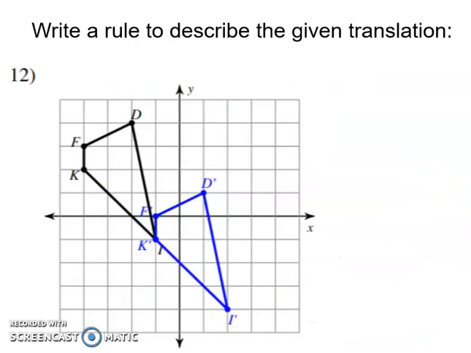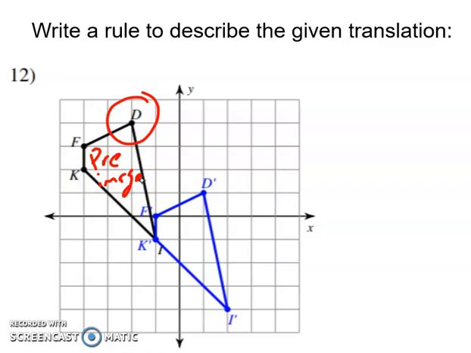Let's keep it going. All right, last example. It says write a rule to describe the given translation. Now, here is where a lot of students get stumped up. In order to determine what the pre-image and what the image is, we have to look for apostrophes. Let's look at this vertex D. Now it's just D. It's not D prime. It's not D with an apostrophe. Since there's no apostrophe, this is going to be the pre-image.